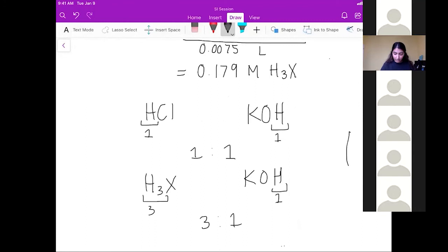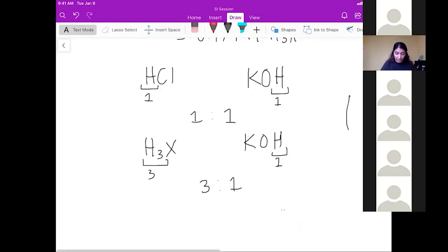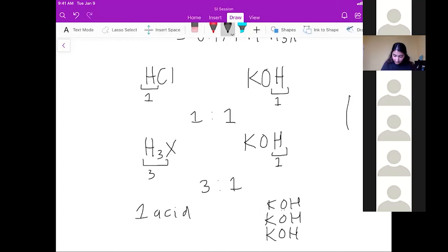So in order to make 1 acid, you need 3 KOHs because there's only 1 hydrogen each. So you would need 3 KOHs. Now you have 1, 2, 3 hydrogens, and it makes up for the 3 that you have in the acid. Does that make sense? Does that clear it up a little bit?